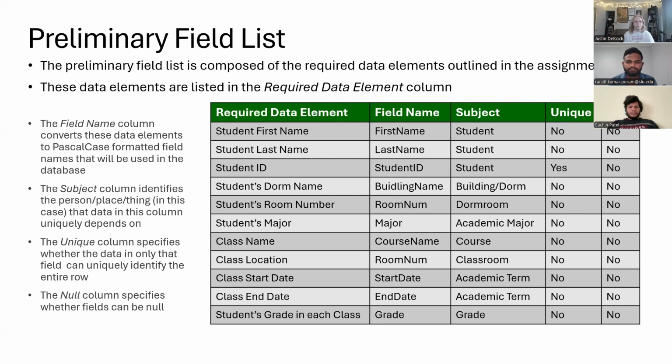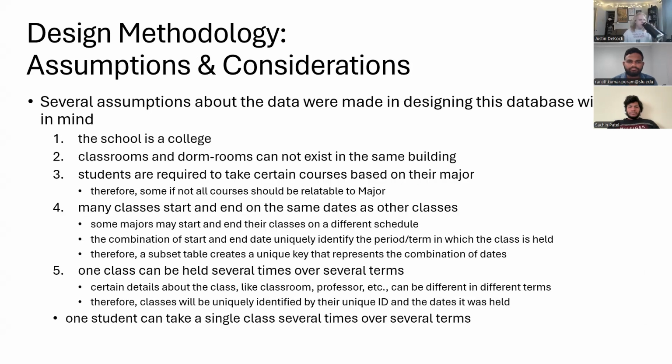We took the required data elements that were listed in the assignment and made that our preliminary field list, which was touched on in chapter 7 of the Hernandez book, Database Design for Mere Mortals. Generally, when you're designing a database, you start with a preliminary field list and then a preliminary subject list. From these data elements, we created usable field names in Pascal case and determined which subjects that specific piece of data actually represents. From here, we had to make a few assumptions and considerations around this data, just to put us on a path.